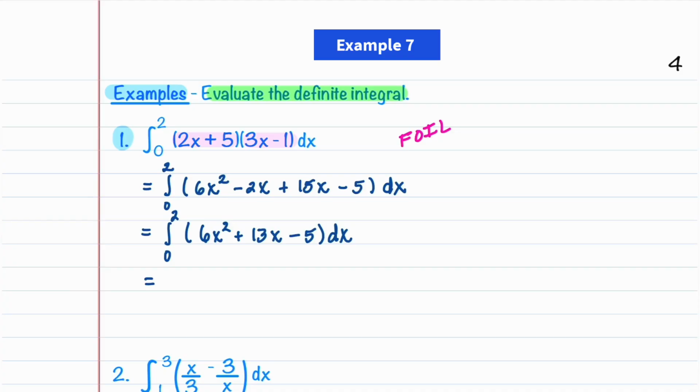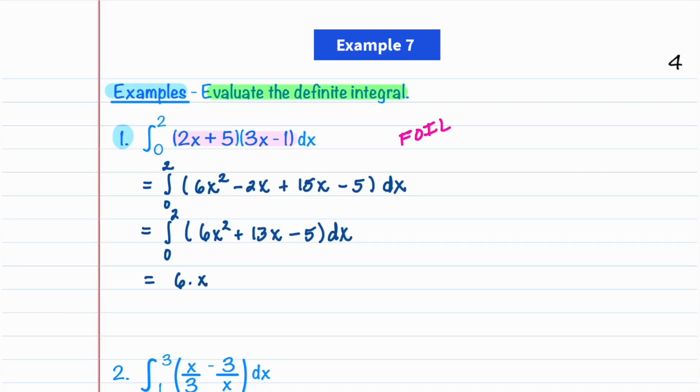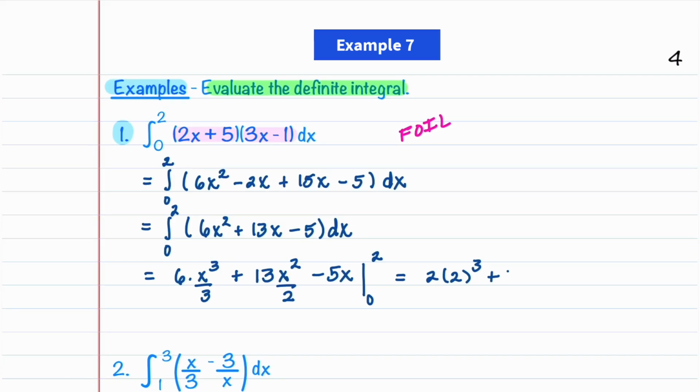Now we can go ahead and integrate. Our first term is 2x cubed over 3... our first term is x cubed over 3. And then we have plus 13, and then we have an x squared over 2, and then minus 5x. And this is being evaluated from 0 to 2. This is equal to 6 divided by 3, which is 2, and then we're going to have 2 cubed. You substitute in the upper limit first, plus 13 times 2 squared divided by 2 minus 5 times 2. And then we subtract off the lower limit, but the lower limit is 0, so we can just subtract 0.